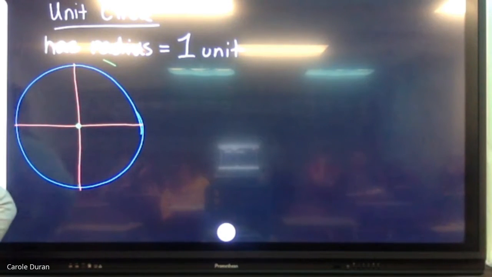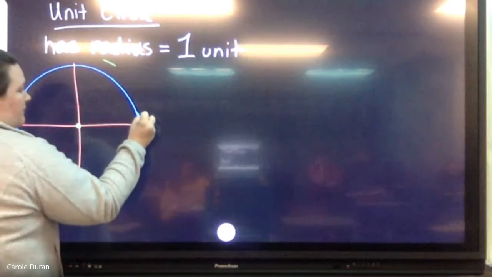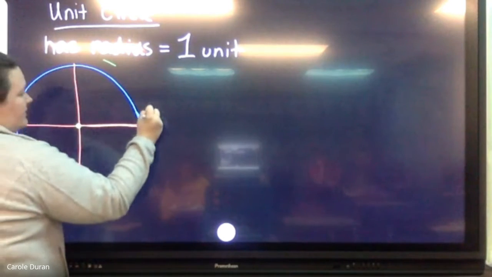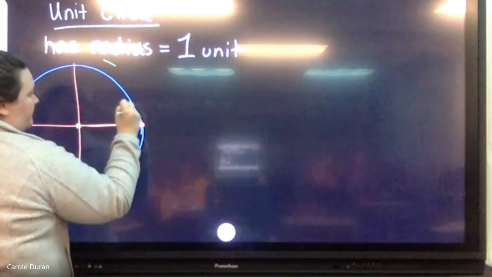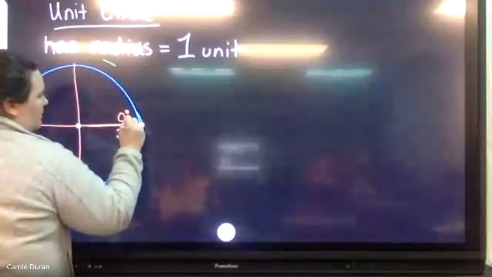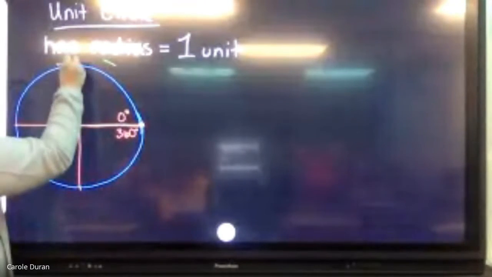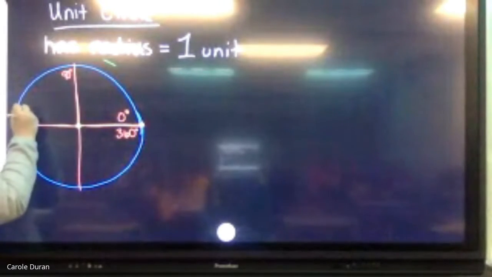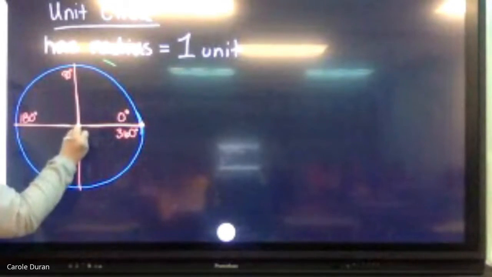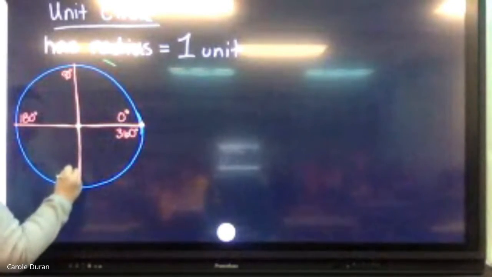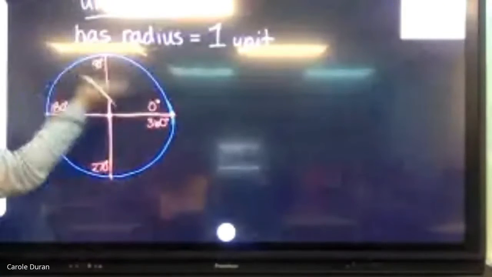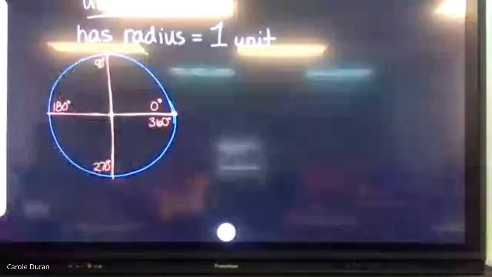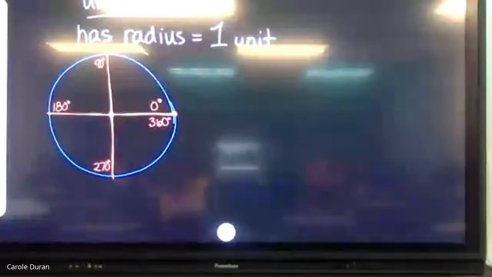Right, angles whose terminal sides lie on one of my axes, which means it's going to be this 0 or 360 here, or it could be this 90-degree angle here, or this 180-degree angle here, or my 270 angle down here. So it's angles whose terminal side, or the side that moves, lies on one of my x or y axes.